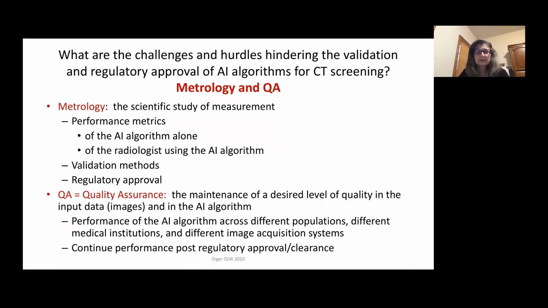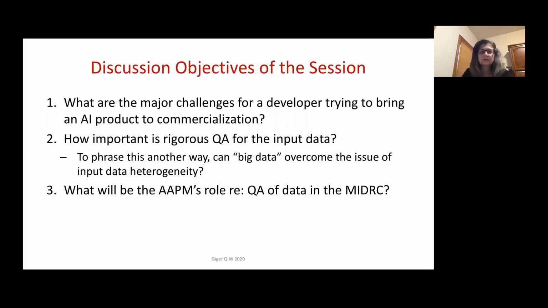QA, quality assurance, is the maintenance of a desired level of quality in both the input data, the images, and in the AI algorithm. Performance of the AI algorithm across different populations, different medical institutions, different image acquisitions, and so on needs to be considered. And we also need to consider quality assurance as we continue performance evaluation post-regulatory approval or clearance.